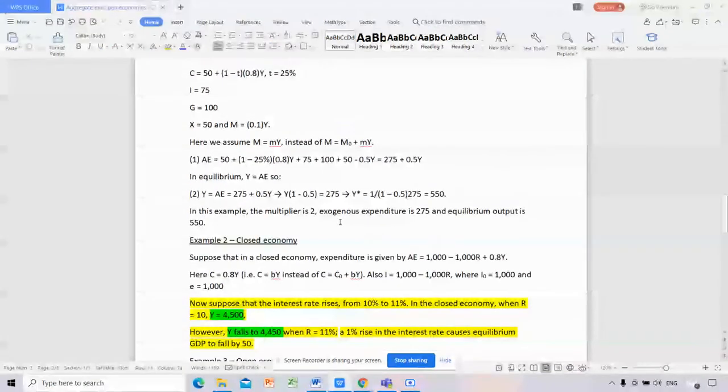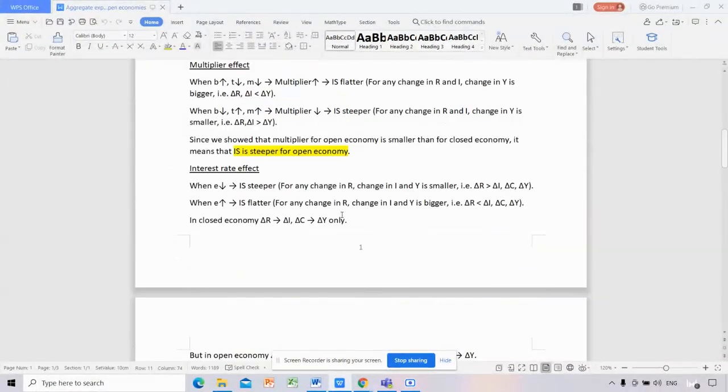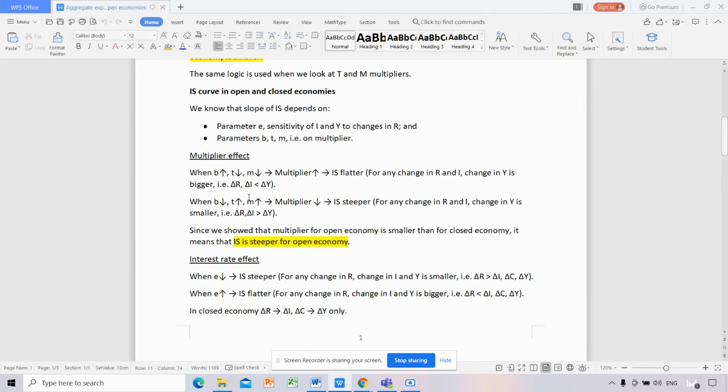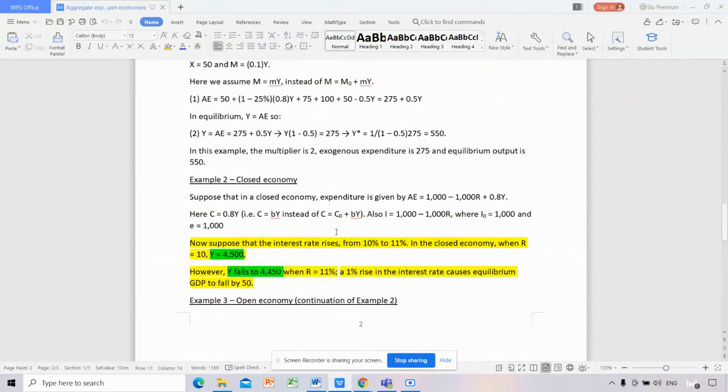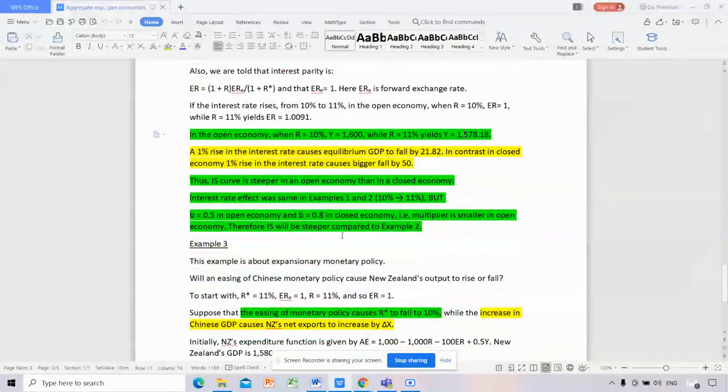And it is steeper because the multiplier effect dominates the interest rate effect. The interest rate effect was the same from 10% to 11%, but the multiplier effect dominated in this example.